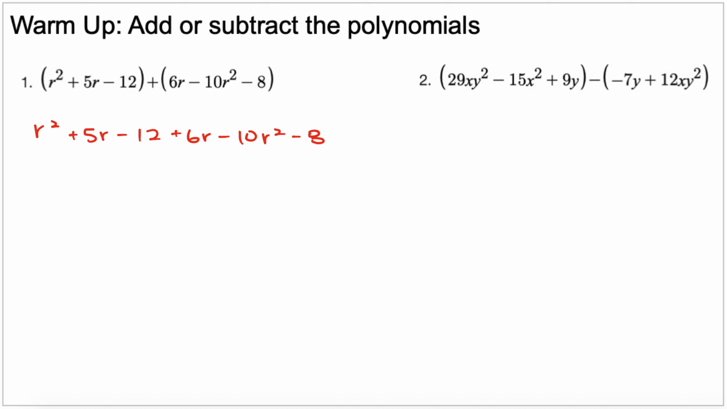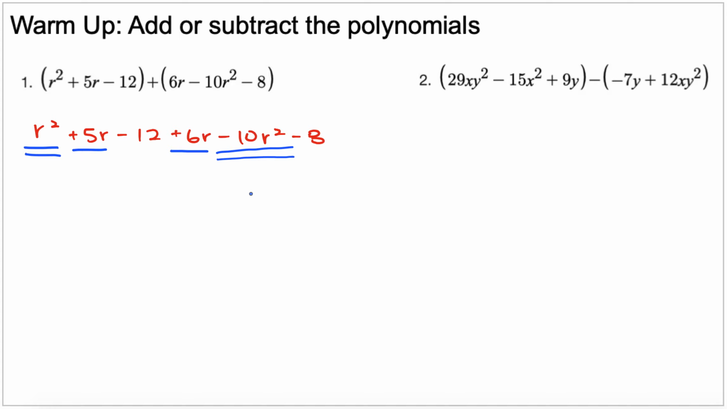And then I am going to go through, I can change colors to make it very clear what I'm doing. I'm going to go through and underline based on the variables. So with my r's, I'm just going to keep it a straight line. Because it's an r squared, I'm going to underline it twice. With this 5r, I'm just going to underline it once, because there's one r, and then this negative 12 has no r's, so I'm going to leave that underline blank. That 6r has 1, that negative 10r squared has 2, and then that negative 8 is, again, there's no variables.